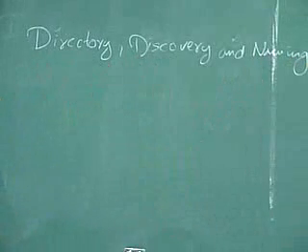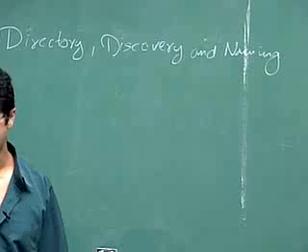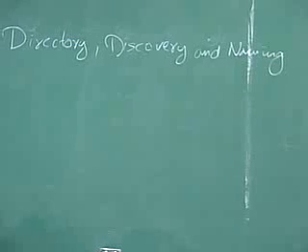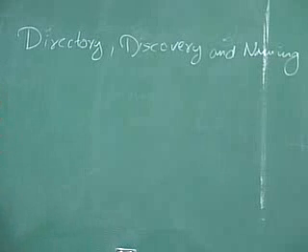So these three things are critical for any networked applications to exist or to function, and for any network to exist and function. So what is directory, discovery, and naming?